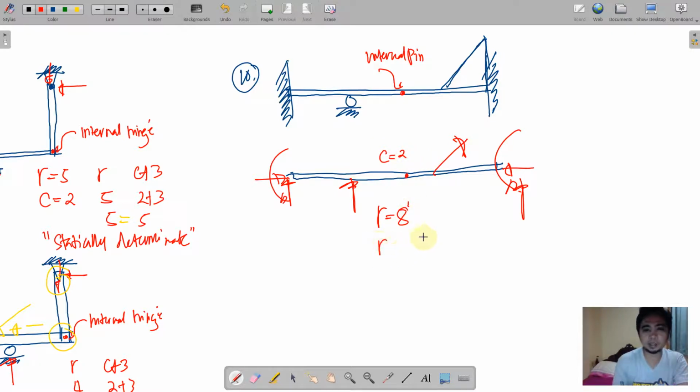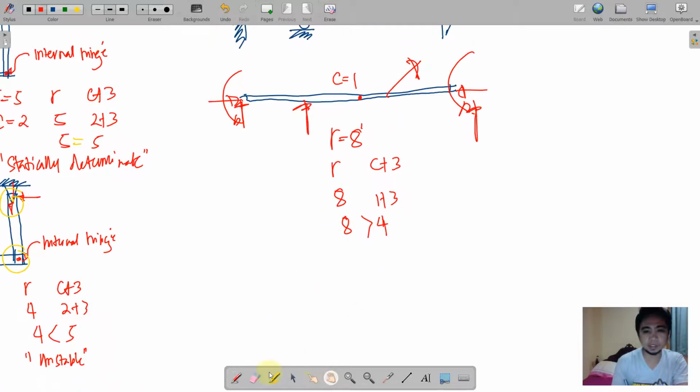Okay, so we now compare R to that of C plus 3. C here is an internal pin. Let me correct this one. If we have an internal pin, it should be equal to 1. Okay, so we have here 8, 1 plus 3. So 8 is greater than 4. So our verdict, we just write here that this is statically indeterminate to the fourth degree.